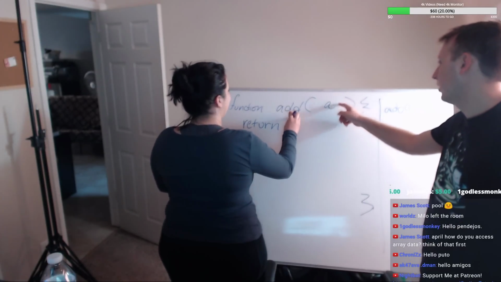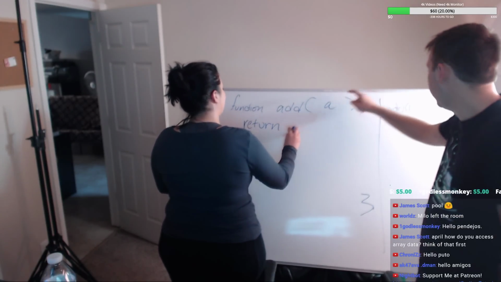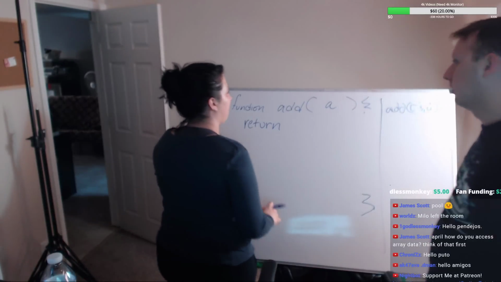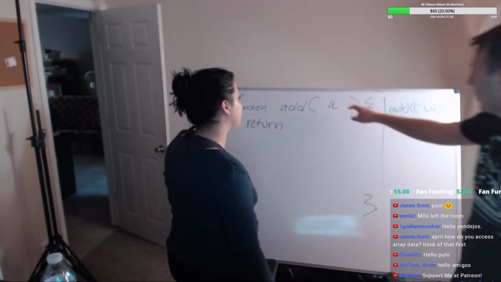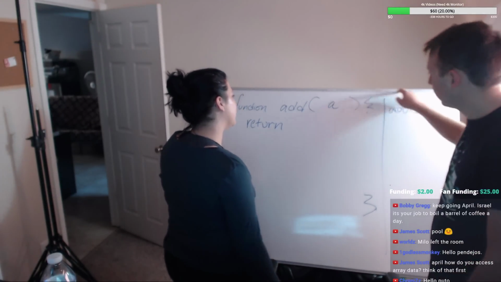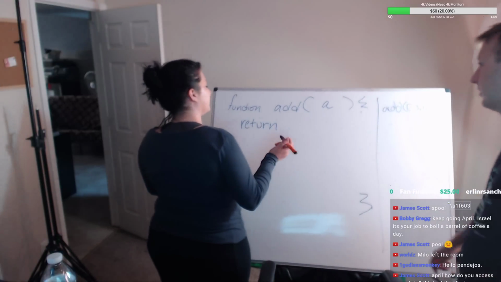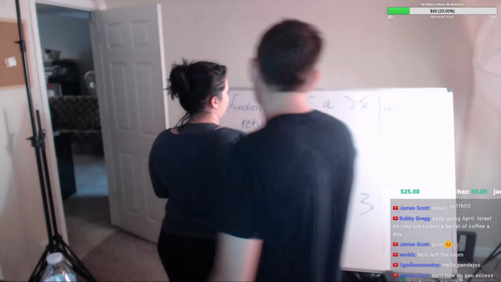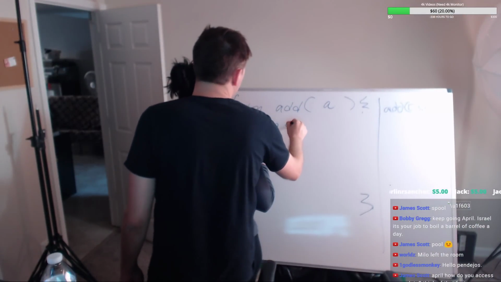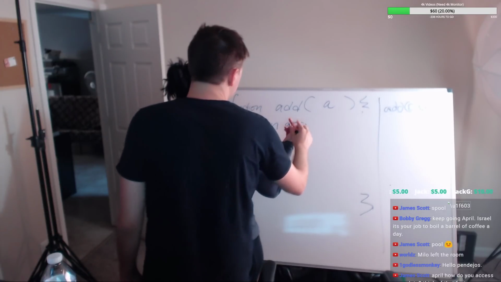Remember, this is our array. This is jumping into here. A has the value of array 3 and 4. So we have to use A. This is where we're getting the value. The way that you get it is use the bracket notation. Remember bracket notation?